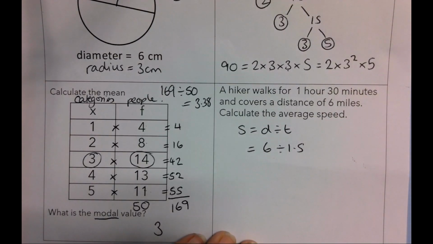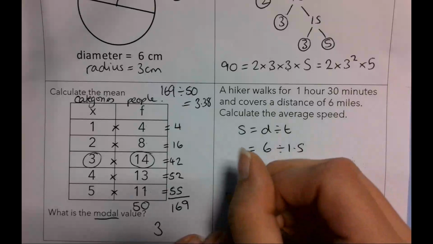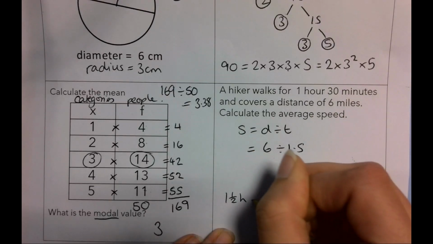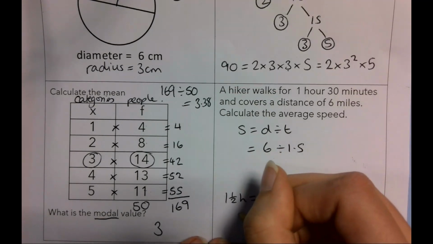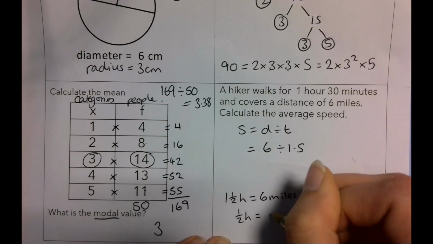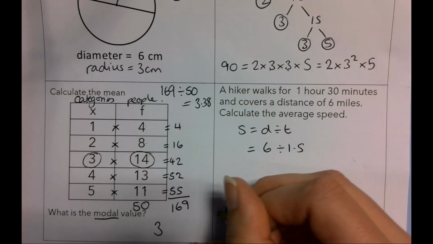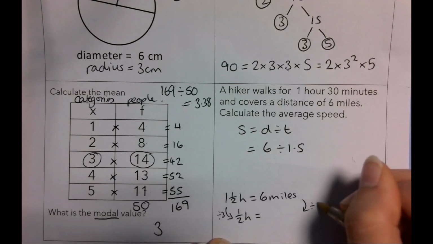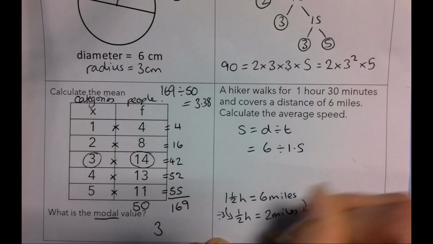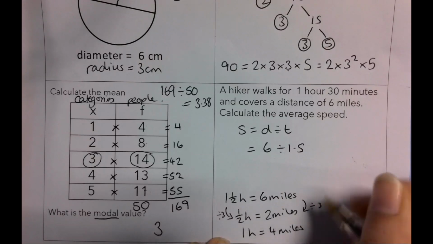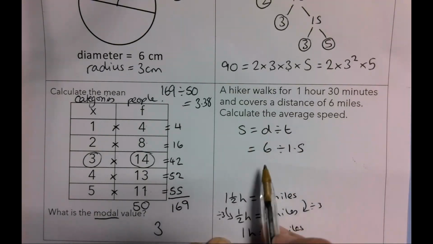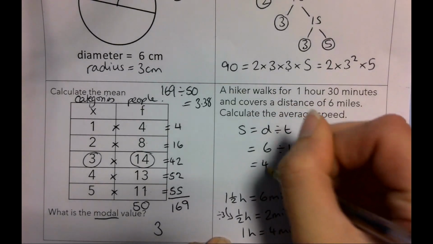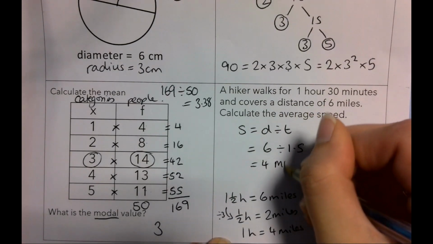If you don't have a calculator, you can say, okay, 1.5 hours is 6 miles, which means that half an hour would be a third of that, because I've divided by 3. Would be 2 miles, which means that 1 hour would be double that, 4 miles. So in 1 hour, gone 4 miles per hour. If you used a calculator, you get the same thing. 6 divided by 1.5 is 4, and don't forget your units, mph.